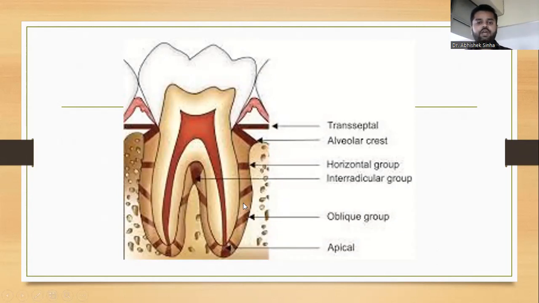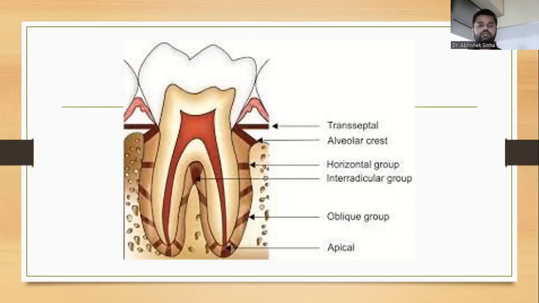So all the fibers are attaching the root cementum to the inner wall of the alveolar bone, right? Except for the transseptal group of fibers, which is running from one root cementum to the other root cementum above the bone septa. So they are not attaching anywhere to the bone. They are running over the bone, and from root to root they are attaching.